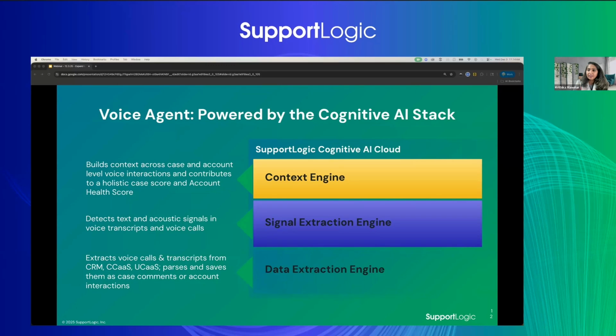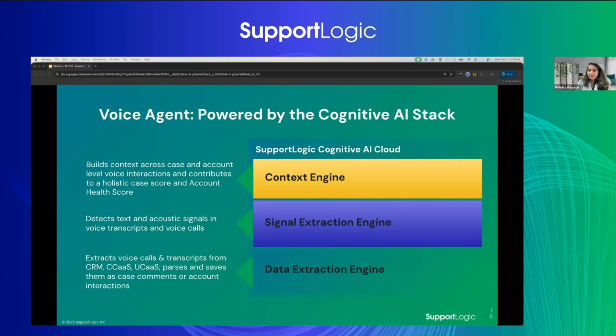Now, we talked about the signal detection agent, which is capable of detecting over 40 nuanced signals. Now, the voice agent goes a step beyond, where it's really powered by the 3 layers that you see over here. The data extraction engine is able to bring in all of the data from across multiple enterprise systems. Once you bring in all of the data, what we do with the voice agent is not just extract the text data, but we are also now looking at voice data. Through the integrations with the CCaaS platforms that we have, we are able to bring in all of the voice calls into the system.